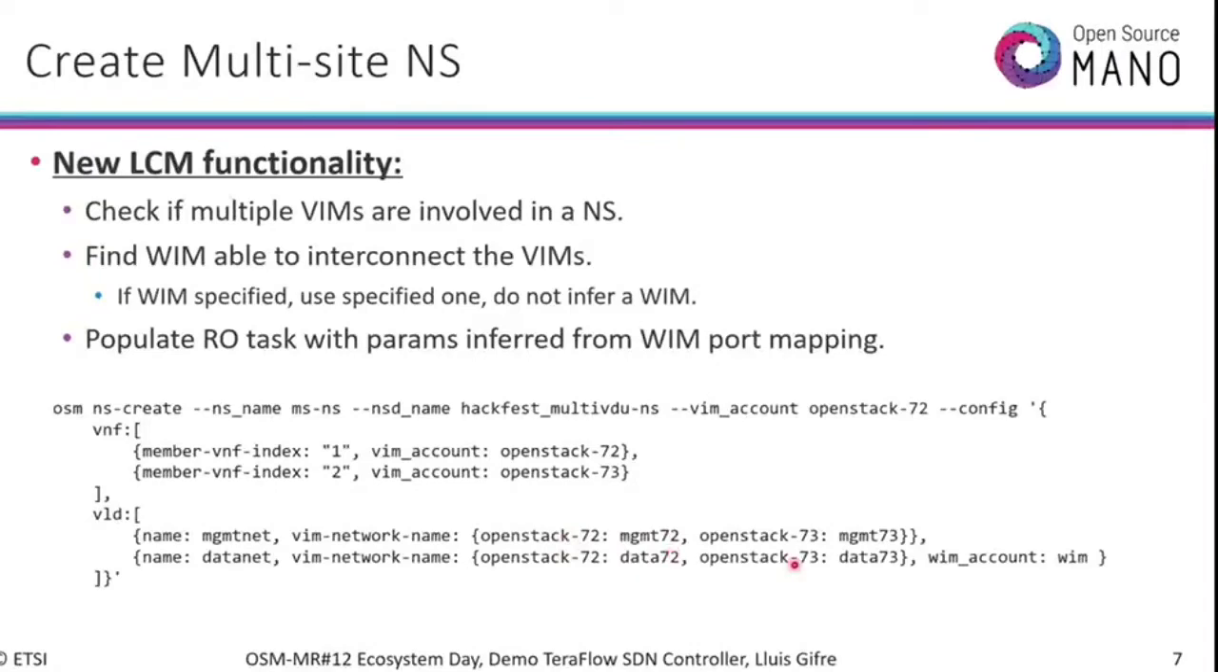Something that we found was needed at the very beginning of our tests was the need of specifying which infrastructure manager account we want to use. But part of the functionality we implemented is to remove the need of specifying this parameter. And now, thanks to the port mapping information and the new features, OSM is able to automatically identify which WIM is convenient for the deployment of the request.